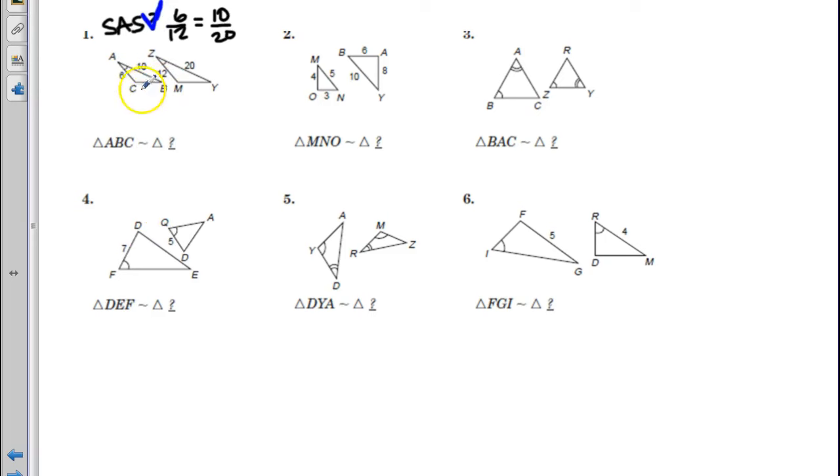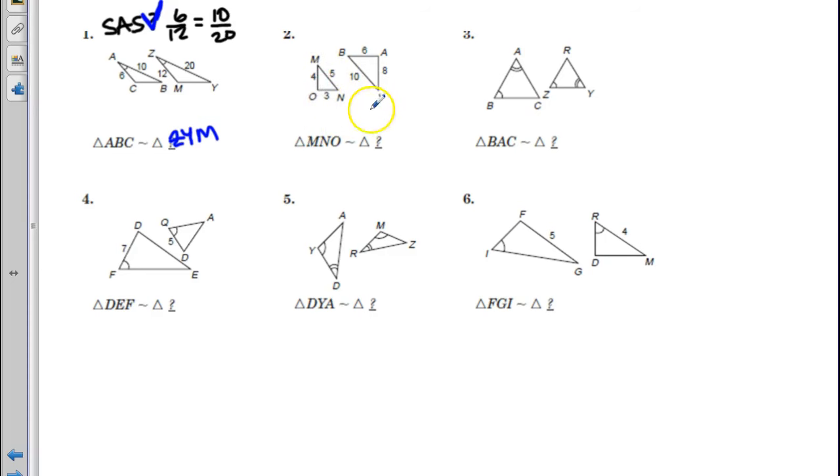So ABC, now let's just make sure we get the right one, because AB goes with ZY. So if we're going ABC, we need to go to ZYM. So make sure that you list those in the correct order. All right, so let's check out the next one.